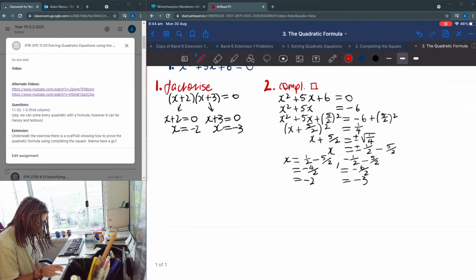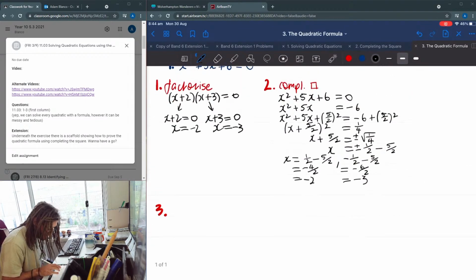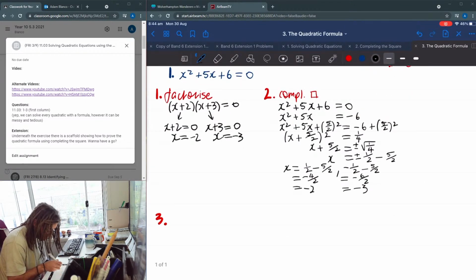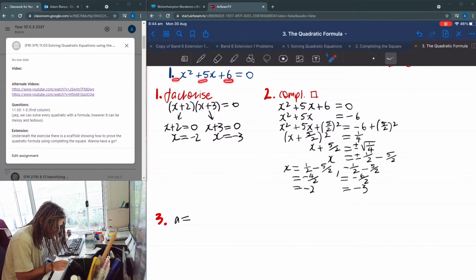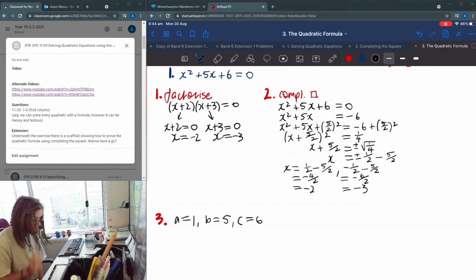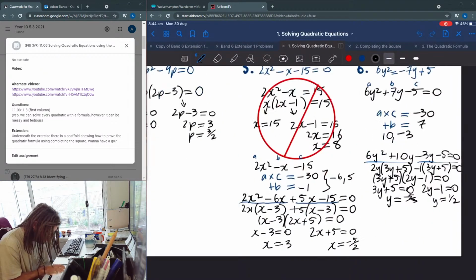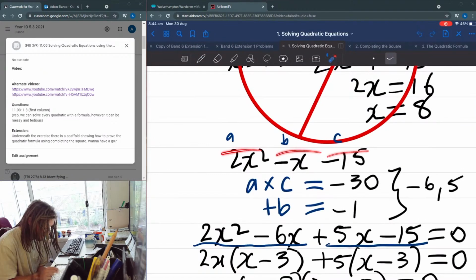Now let's verify all of that with the quadratic formula. I just need to work out my coefficients. Remember, it's just A, B, C. So A is equal to 1, B is equal to 5, and C is equal to 6. So it's the same A, B, C that we used in this factorizing.